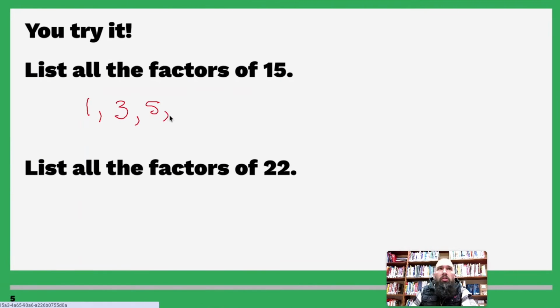6? No. 7? No. And 8 is going to be our halfway point. So 8 is a no. So the only other one is going to be 15.